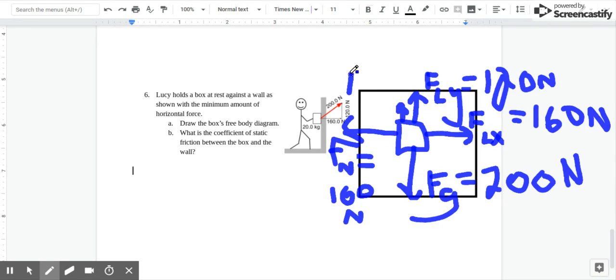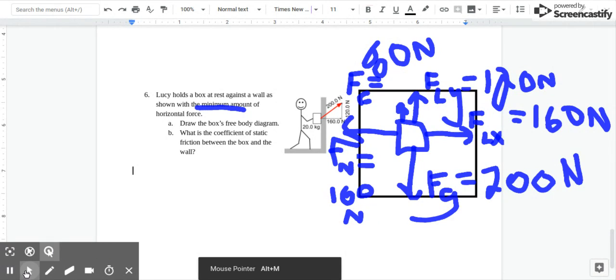That's our static friction right now, which is great because that's what they're asking us for next. And actually, technically, oh, that's why it says the minimum amount. I was going to say technically we can't figure it out, but this is the minimum. When they say that it's the minimum amount of force, that means the minimum amount of force needed to keep that box from falling down. Okay, so there's my free body diagram.